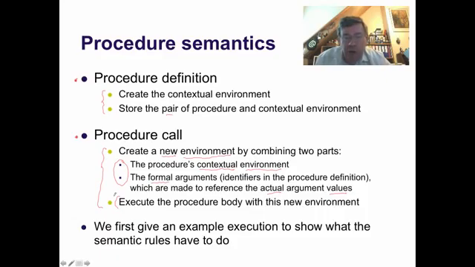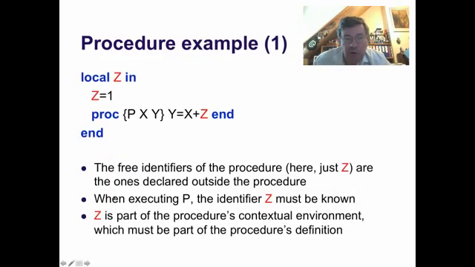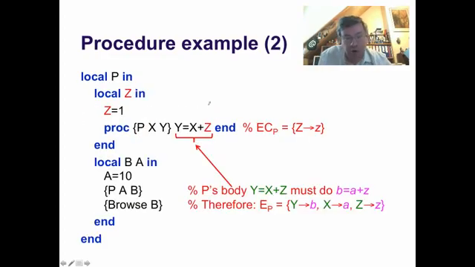Okay? So let me show you an example to show how this works. Here's a simple procedure, P. What P does is it calculates y equal to x plus z, so its output y will be x plus z. Procedure P has one free identifier, z. When we execute P, we have to know the value of z. So z is part of the procedure's contextual environment. Now let's see how the call works.